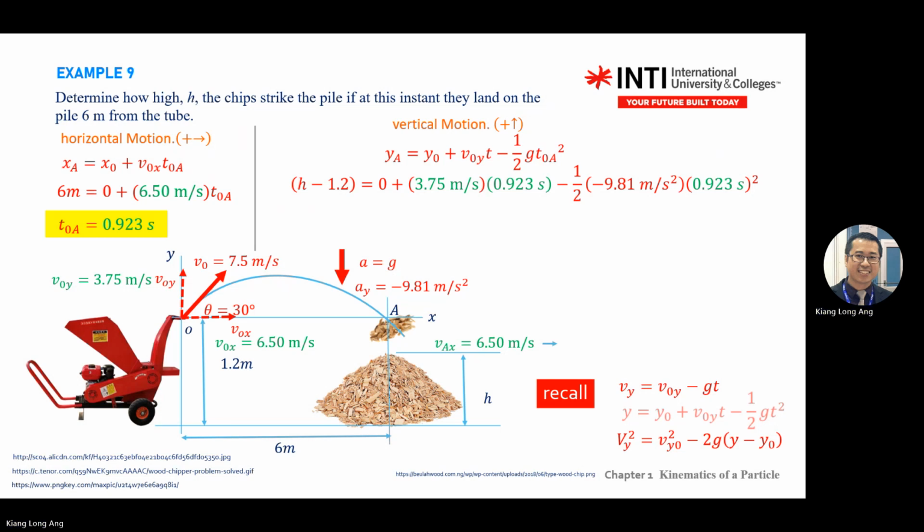I assume that the h is higher than my initial position. In this case, I assume it's higher. Of course, if you assume lower, you take 1.2 minus h. There are two assumptions. In this case, the one that you see on the screen here, I assume the wood chip power up higher than the initial. That's why you see h minus 1.2. Then Y0 is 0, because here is 0. You see it as a Cartesian position problem. This is 0. So 0. VOY you already find just now from here.